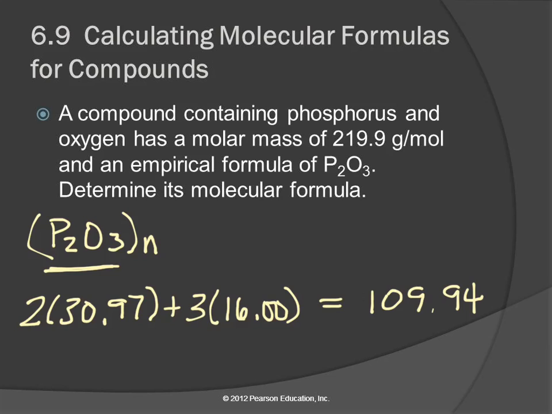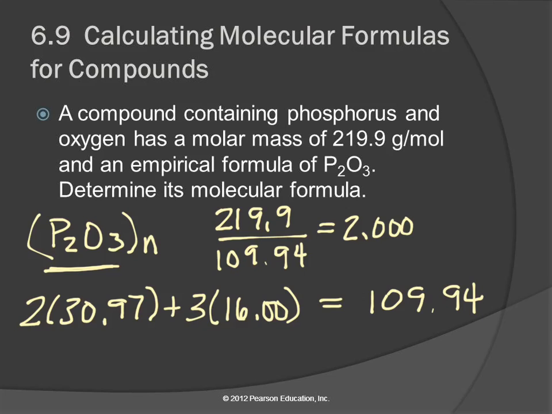So we take the actual molar mass and divide by the mass of our empirical formula to find out how many times bigger the molecular formula is. So 219.9 divided by 109.94 is 2.00018, and it keeps going on. That's really close to 2, isn't it?